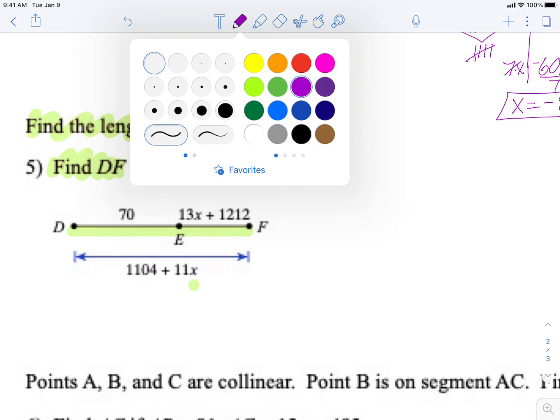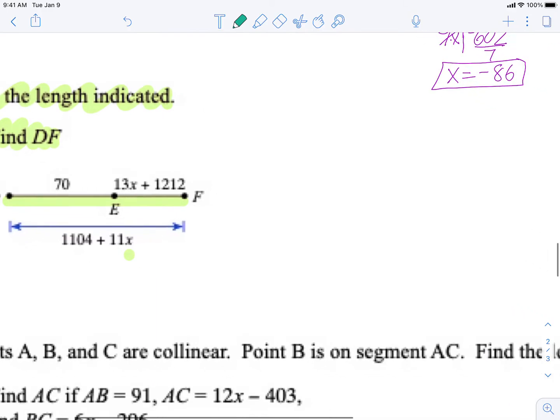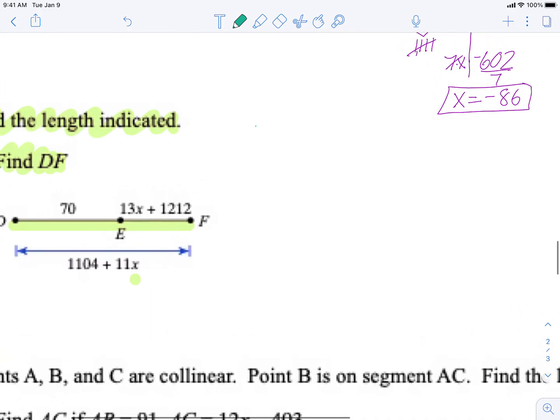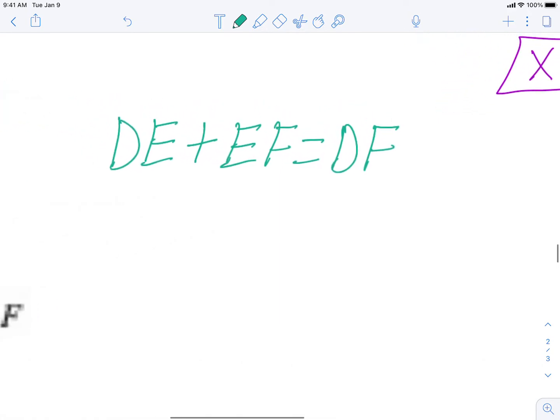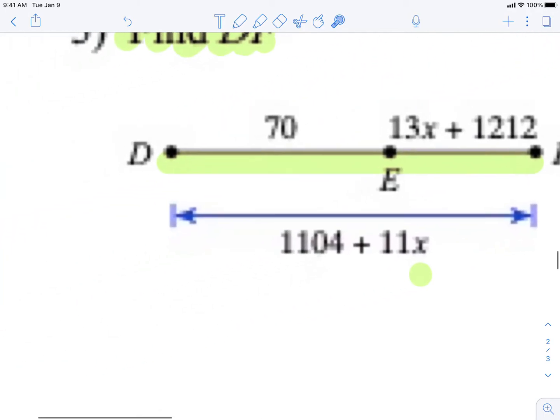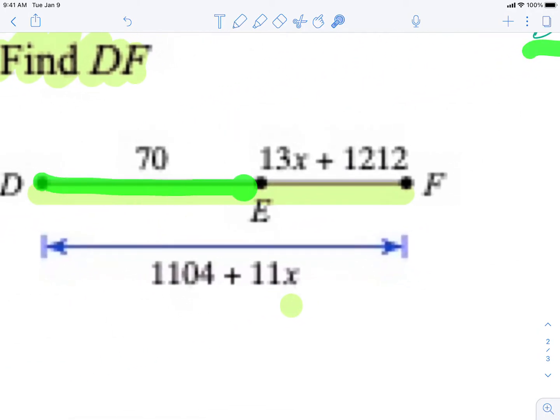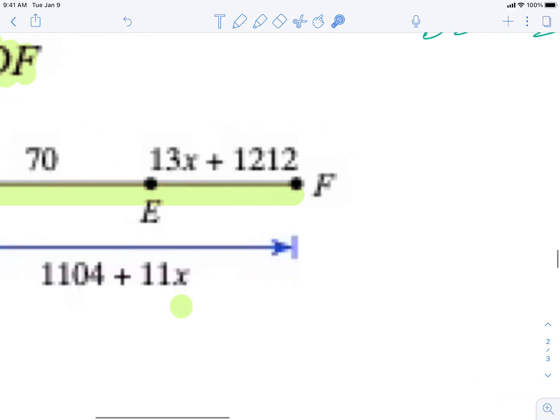What haven't we used here yet? This one. So let's do our setup. Short plus short equals long. DE plus EF is equal to DF. Right? DE plus EF is equal to DF. So how much is DE? Well, let's see. From D to E, 70.